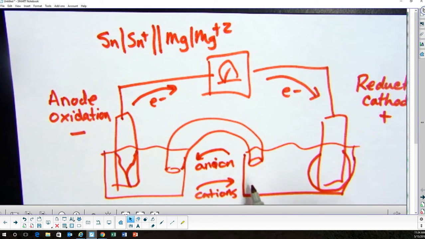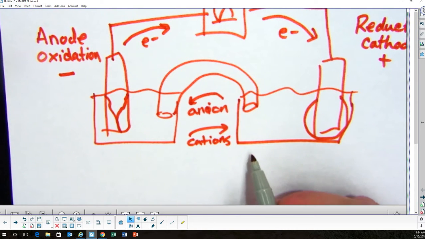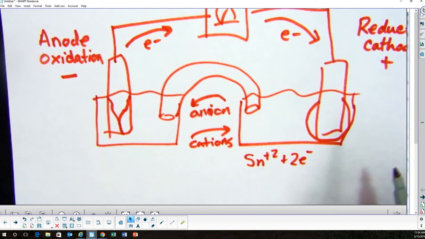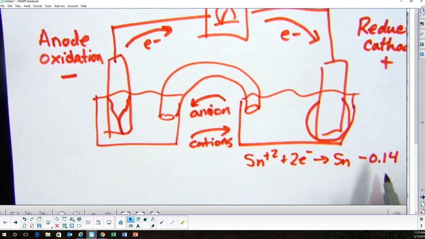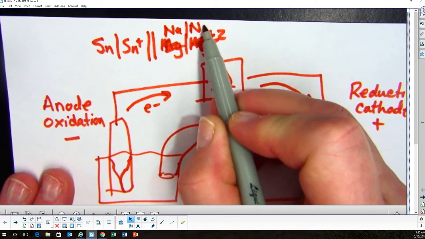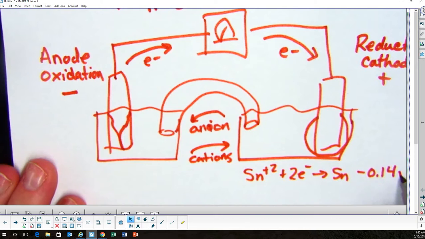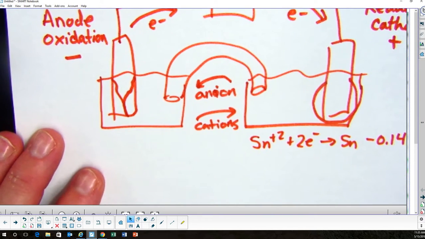Tin. So underneath, right here on this side, I'm going to write tin's equation just like it is. Sn plus 2e minus yields Sn, and negative 0.14. And just to make it so we can do something different later, I'm going to change that magnesium to sodium. Sodium's still down below tin, so we're okay.